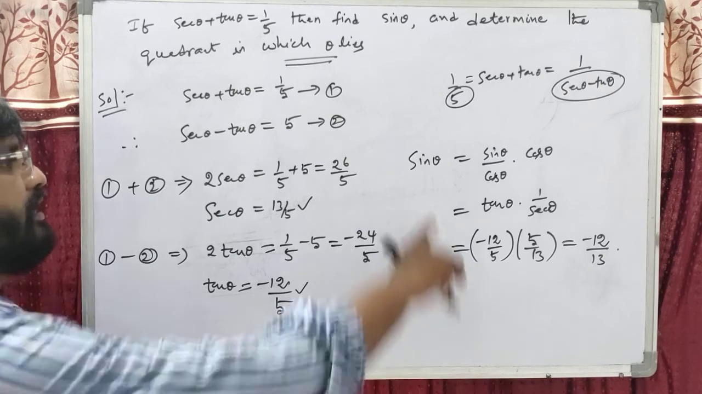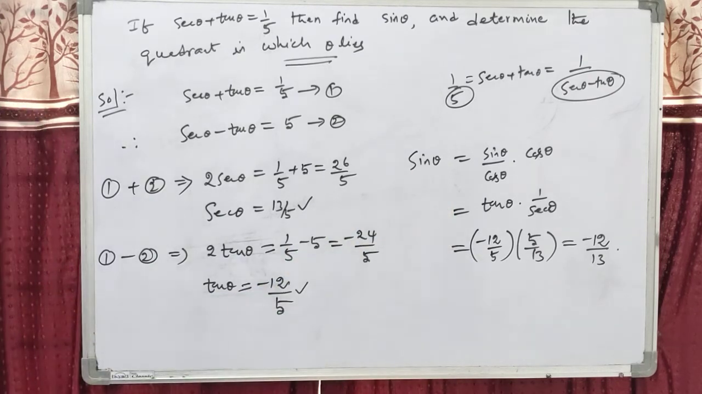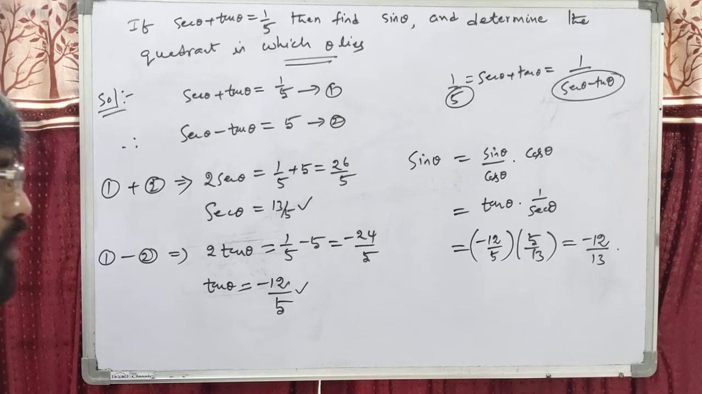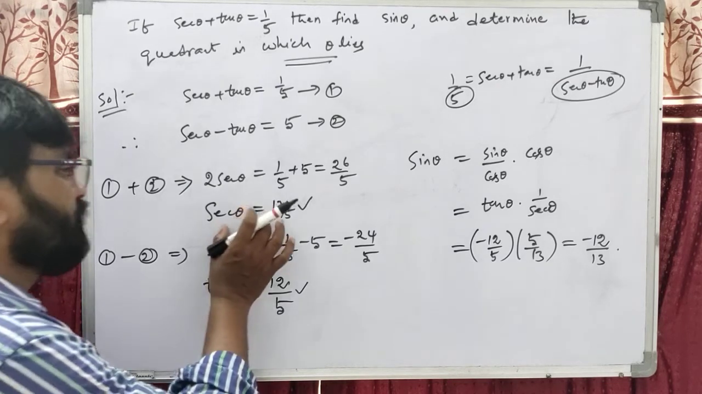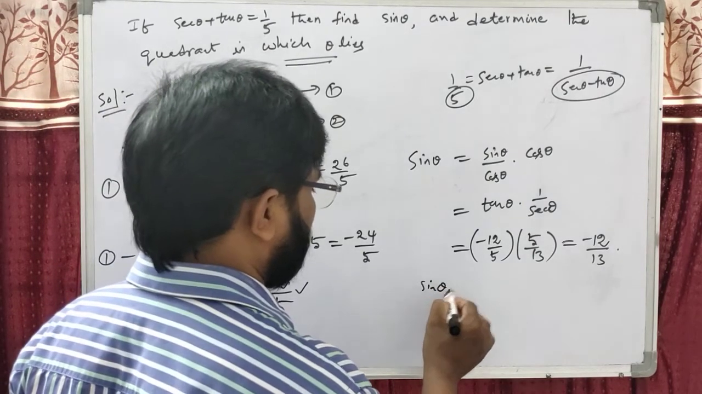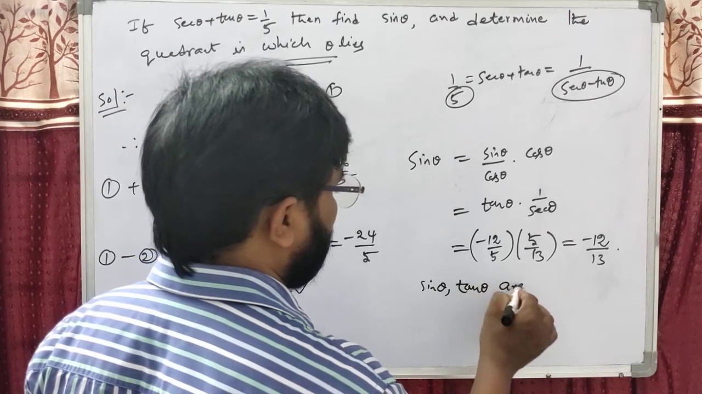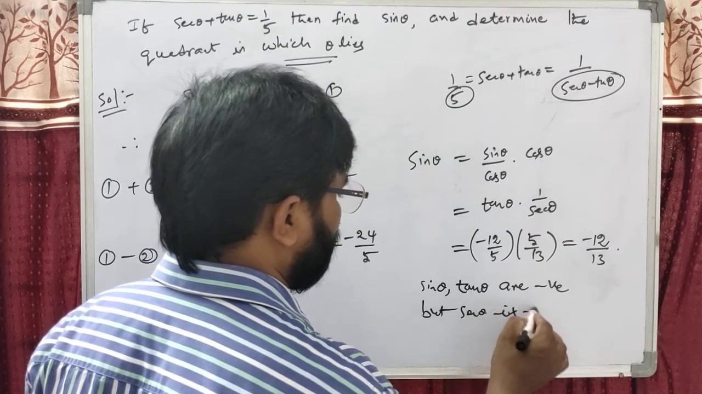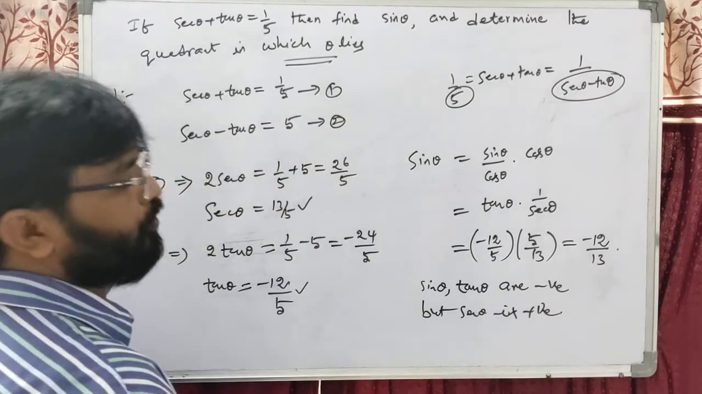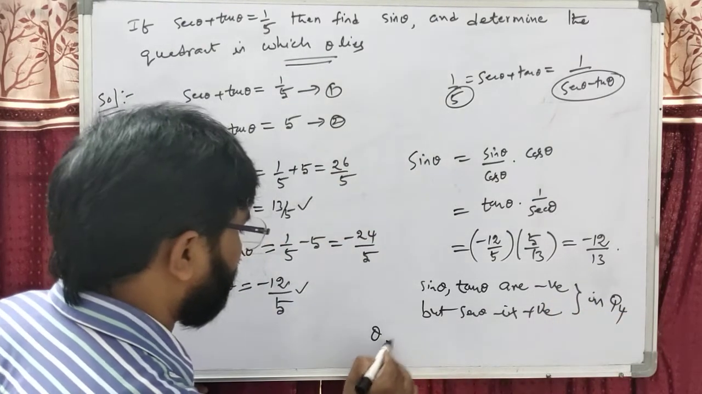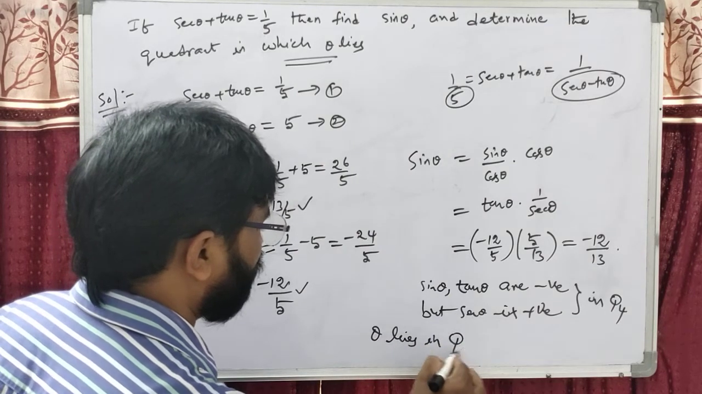Dear students, sine is negative and tan is negative, but secant is positive. We have to know in which quadrant sine and tan are negative. Only the fourth quadrant, but secant is positive. Okay students, sine theta and tan theta are negative, but secant theta is positive in Q4. Dear students, theta lies in the Q4 only.